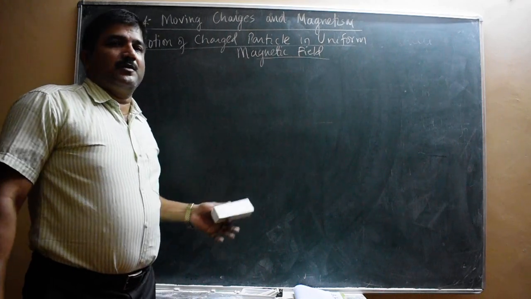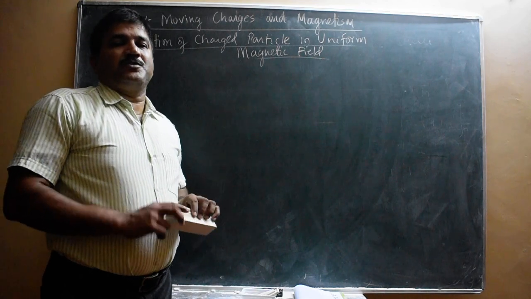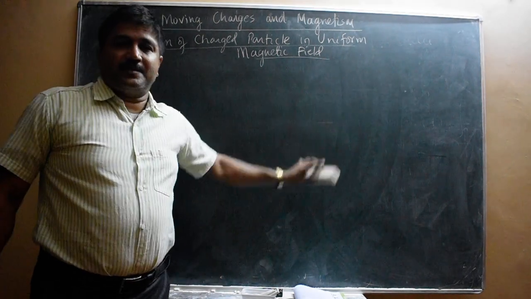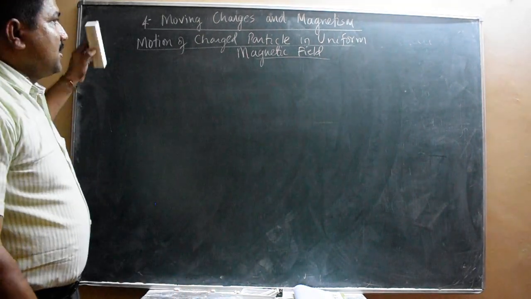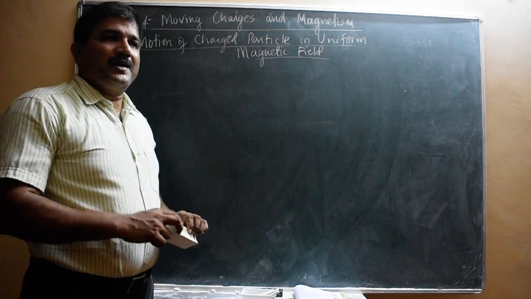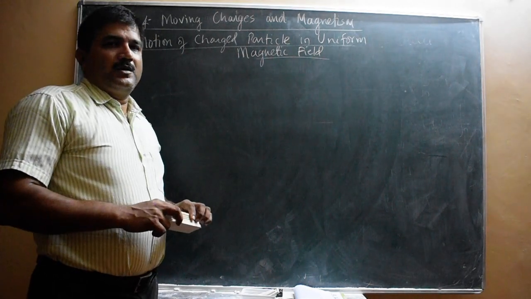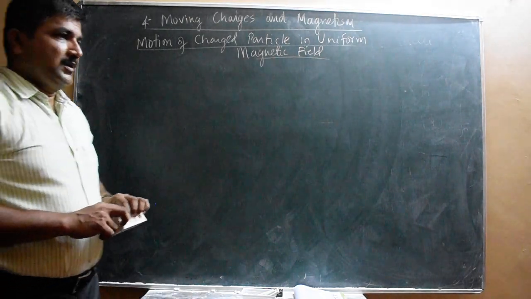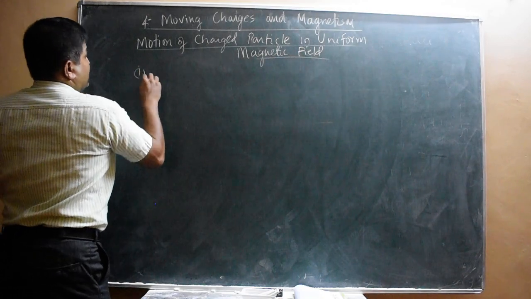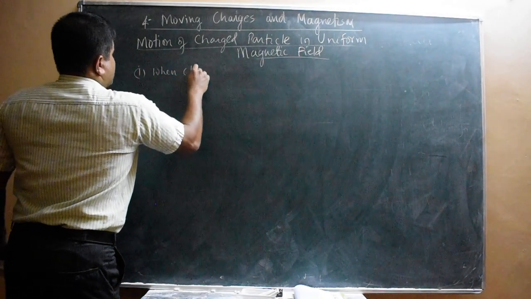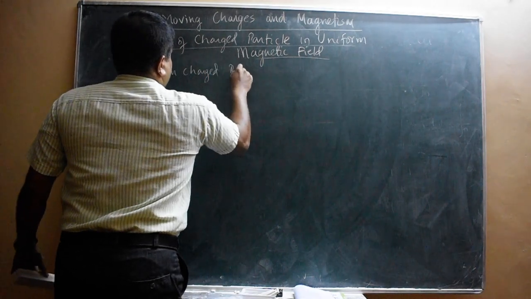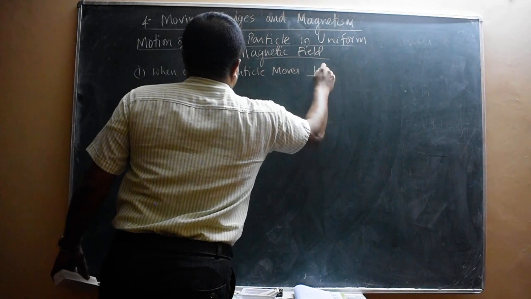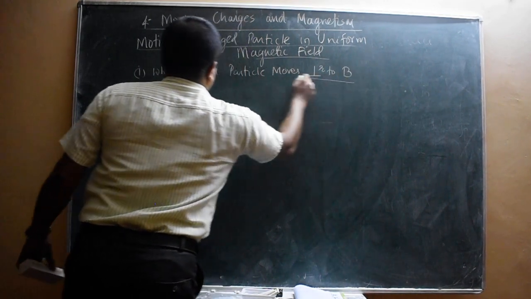in terms of angle between the direction of motion of charged particle and magnetic field. There are three cases. First case, when a charged particle like proton, alpha particle or electron moves perpendicular to the magnetic field. Case 1, when charged particle moves perpendicular to magnetic field B.